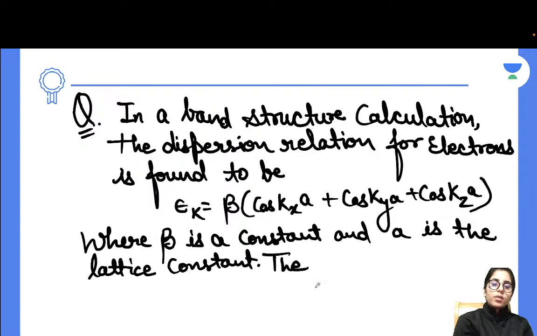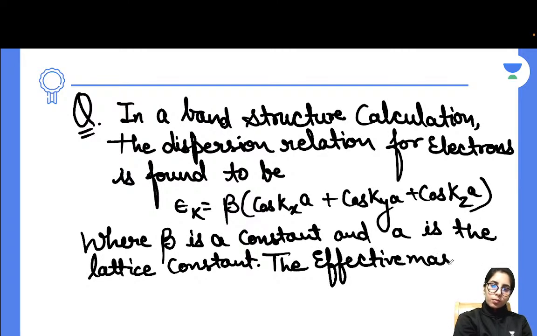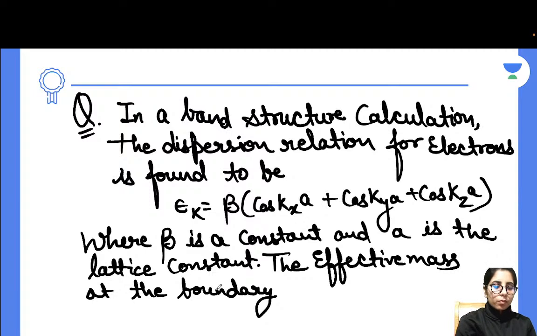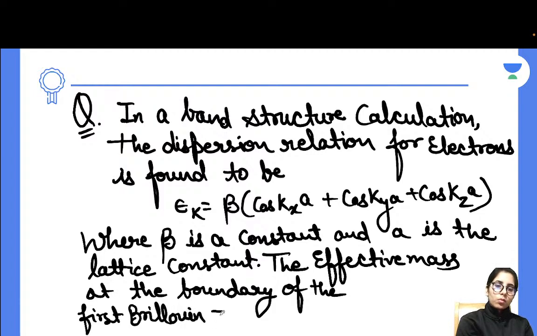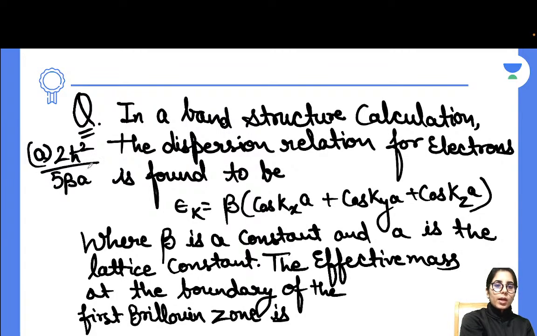The effective mass at the boundary of the first Brillouin zone is. The options I'll be writing here. Option A is 2h square upon 5 beta a square.